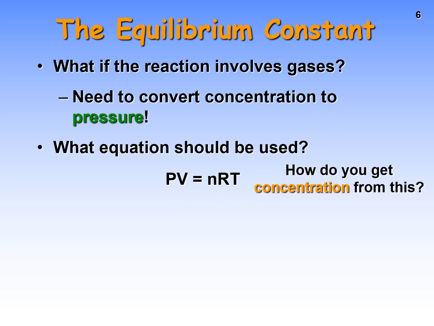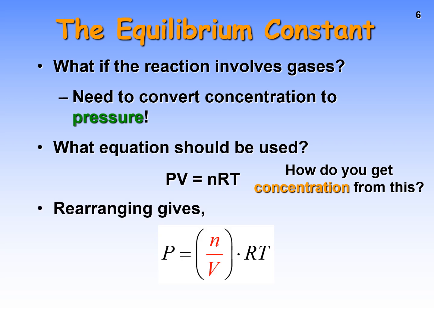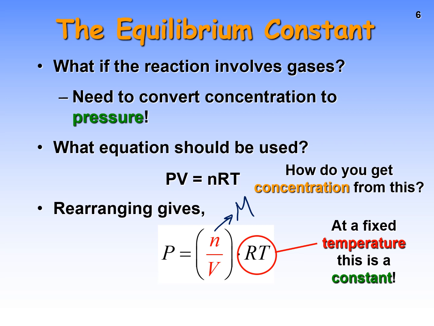So let's do that rearrangement, and we get P is equal to n over V times RT, where this is really just your concentration term. This allows us to convert pressures to molarity and molarity to pressure, assuming the substance is in the gaseous state. RT, as long as we don't change temperature, is going to be a constant, right? Because R is 0.08206 atm times liters over moles Kelvin. And T is just our temperature, but it has to be in Kelvin units.